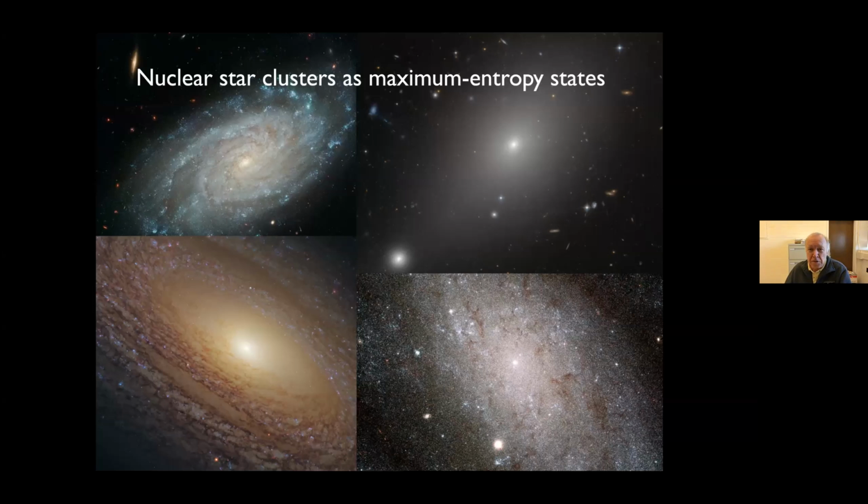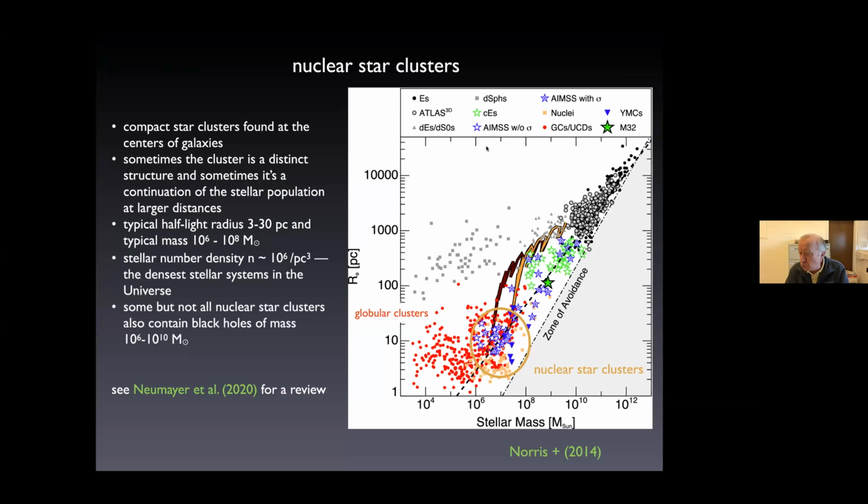Thank you. Well, I think this audience doesn't need much reminder of the properties of nuclear star clusters, so I'll be brief. They're compact clusters of stars found at the centers of galaxies. In some cases, the cluster is a really distinct structure that rises up above the bulge or background galaxy in surface brightness. In other cases, like in the case of the Milky Way, it's basically a power law extension of the stellar density outside the central nucleus.